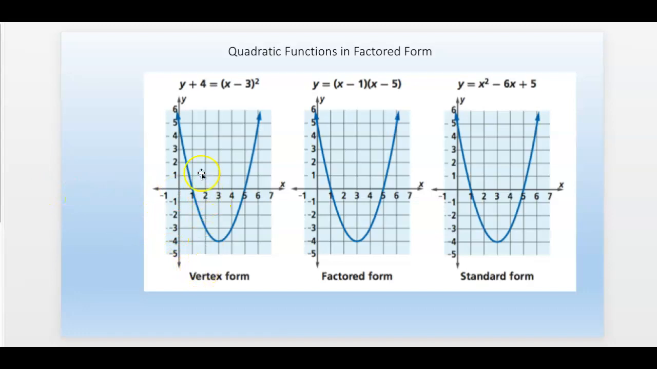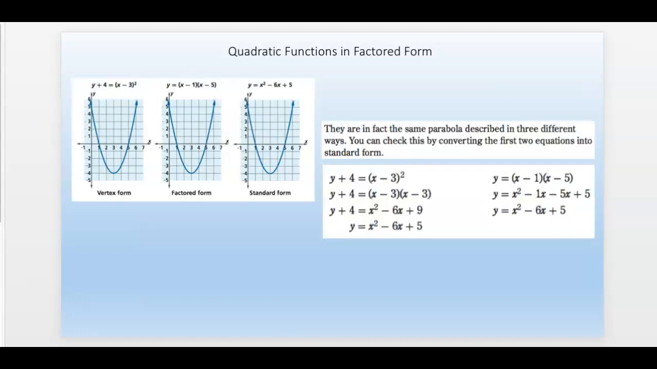In this vertex form, y plus 4, just think of the 4 on the other side, minus 4 on the other side. And just to prove that these three are algebraically the same, you can multiply them out, and you end up with the same standard form for each of the three.